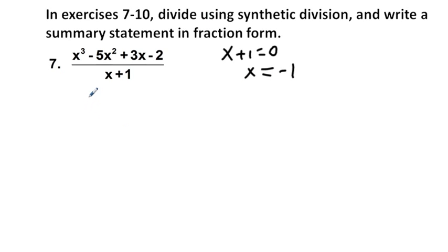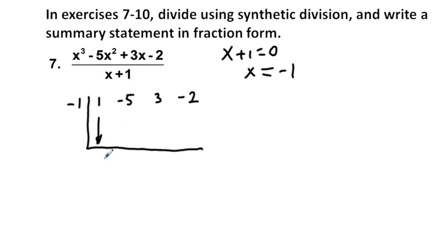In devising our synthetic division bracket, we're going to put negative 1 outside here, and then the coefficients of the dividend above. So we have 1x cubed minus 5x squared plus 3x minus 2. We have to make sure we're in standard form, with the coefficients in order from highest to least power, which we do have here. So the first thing we do is bring down the 1, which is in our x squared's place.